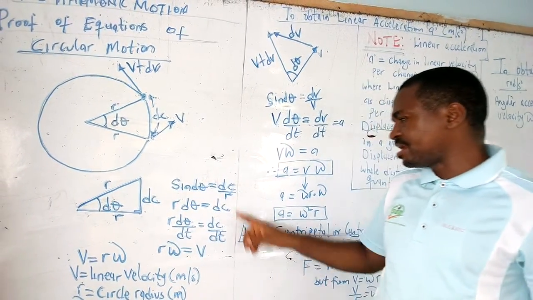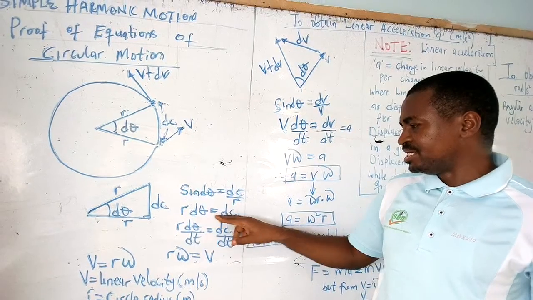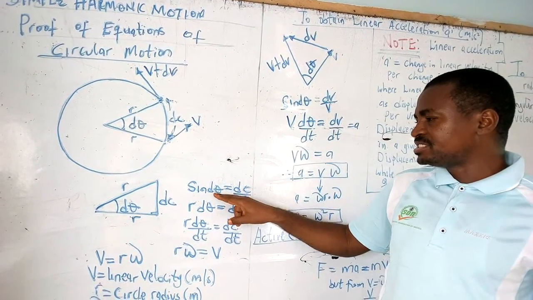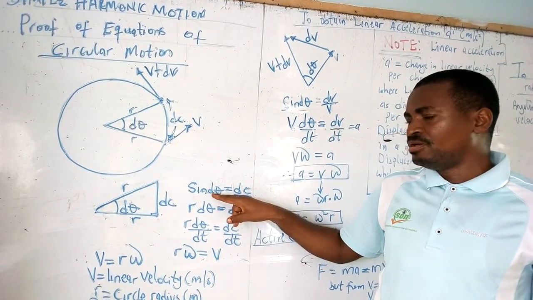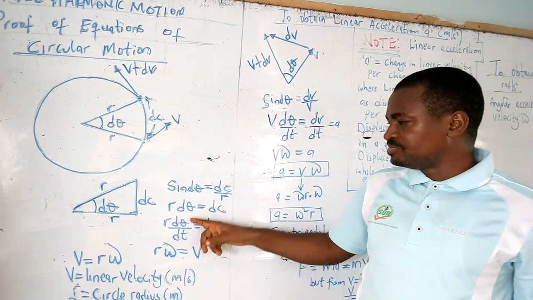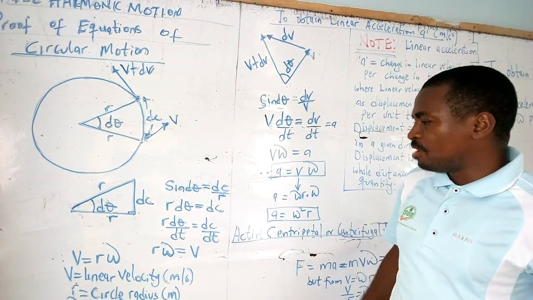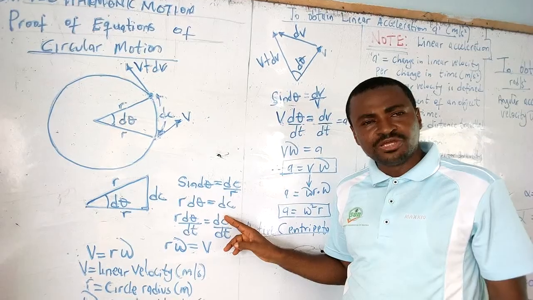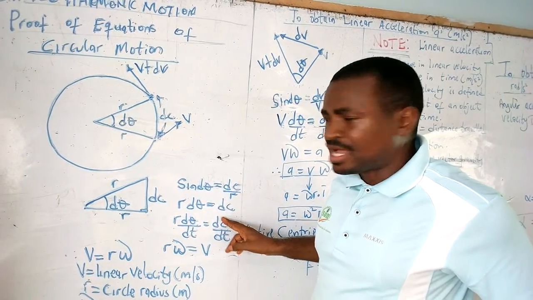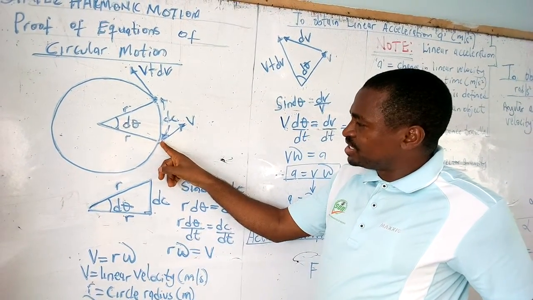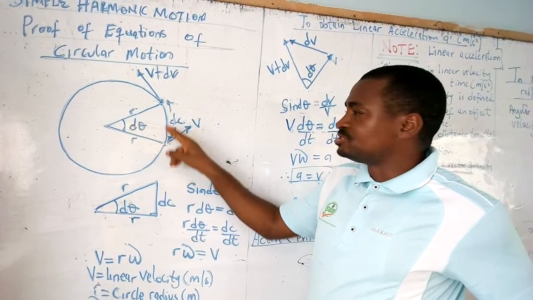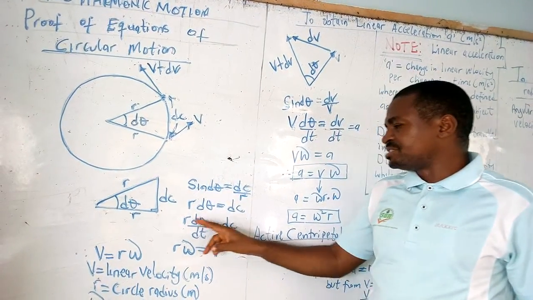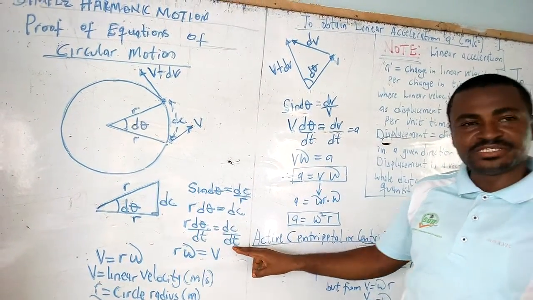By cross multiplying by r, we have r d theta is equal to dc. Because d theta is an infinitesimally small value, sine d theta is approximately taken to be d theta. Now, dividing both sides of the equation by the time elapsed, I mean the time the particle leaves point P1 to point P2, we have r d theta over dt is equal to dc over dt.